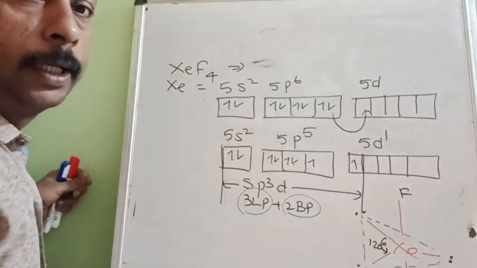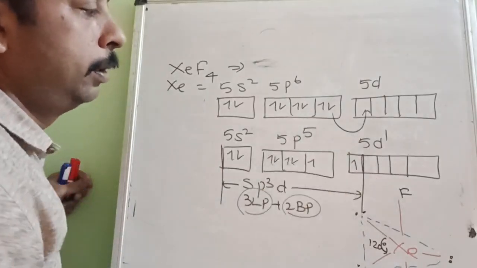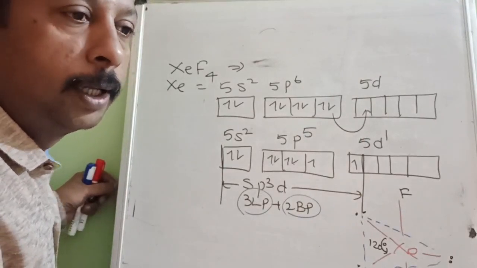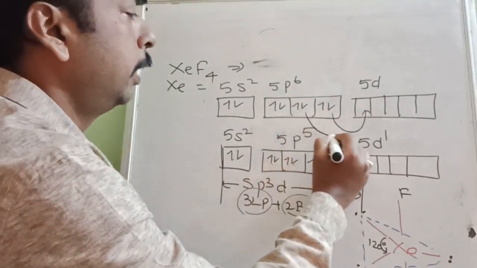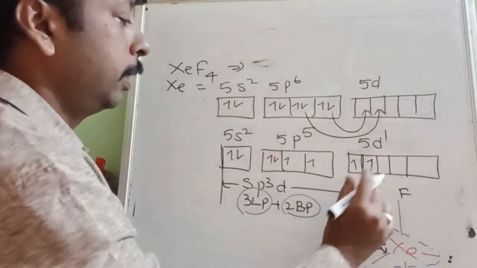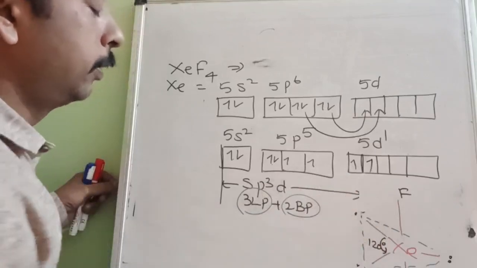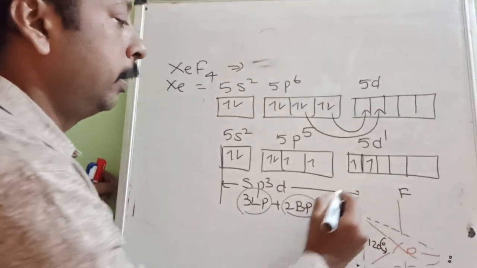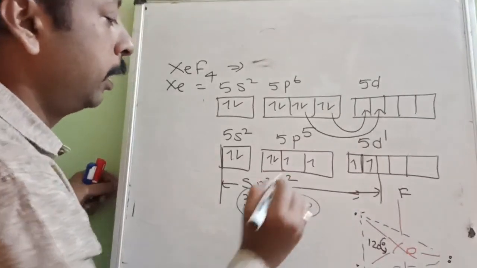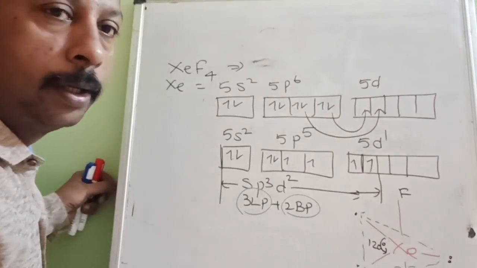We are going to do XeF4. Is this sufficient? No, we require how many unpaired electrons? We require 4 unpaired electrons. For that, I need to excite this electron also, and this electron also. Now I can accommodate 4 unpaired electrons. So what will be the hybridization? One more d orbital is involved, so sp3d2.